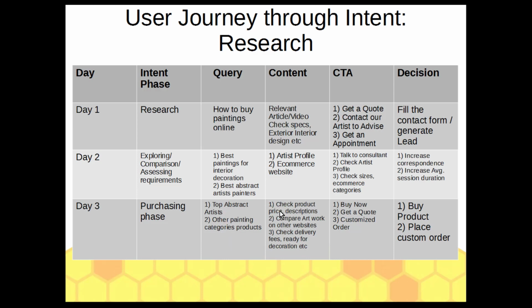So now they're looking into product price, product descriptions, delivery fees, whether it is ready for decoration or not, and the time it takes to deliver. And they're also comparing the artwork on other websites, and comparing with other artists. Even though they should have done it in the research phase, in the purchasing phase they might want to make sure, just a little bit, and look at other websites and profiles as well. Now they can say buy now or place a customized order. These are the calls to action, like buy now, get a quote, or place a customized order. And most probably their decision would be to buy the product or place a custom order.